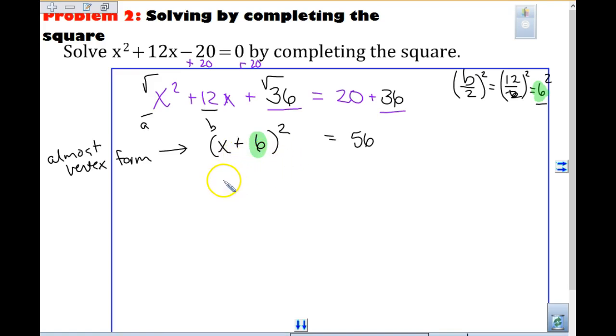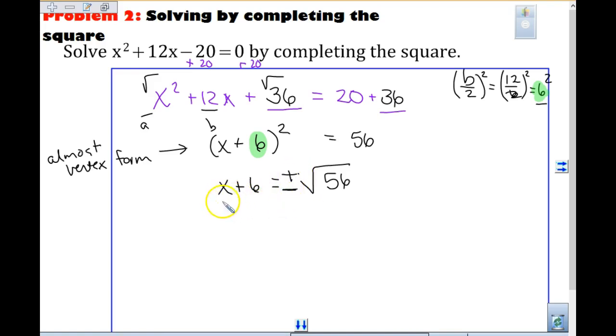If we look at this, our next step is we need to put x plus 6 equals, and this is where some of you forgot that you have 2 answers when you did the quiz, and you just said, oh, it equals the square root of 56, but please make sure you put that plus and minus in front.